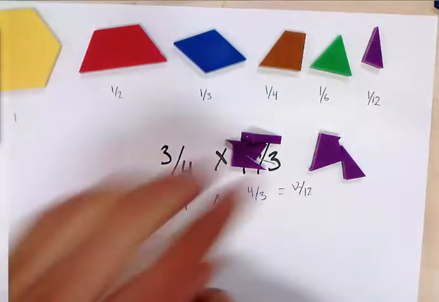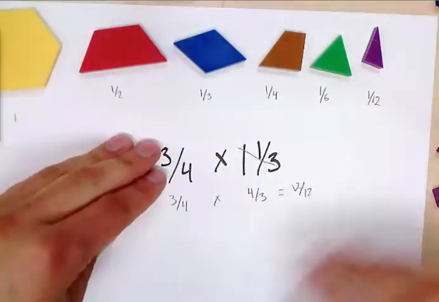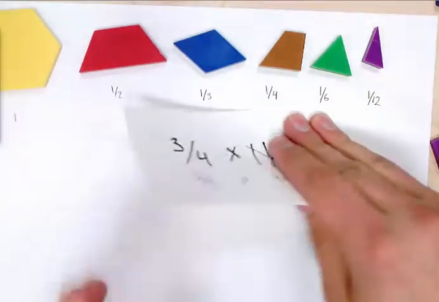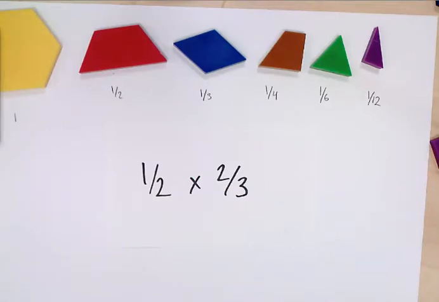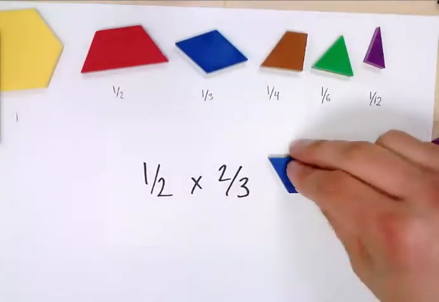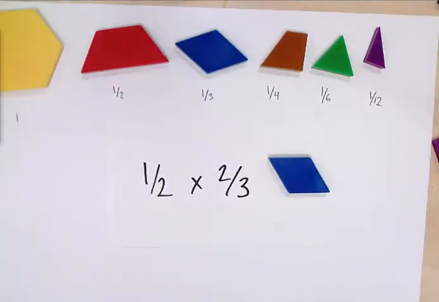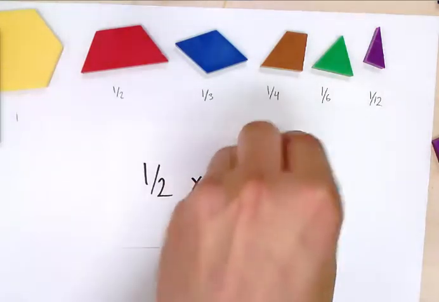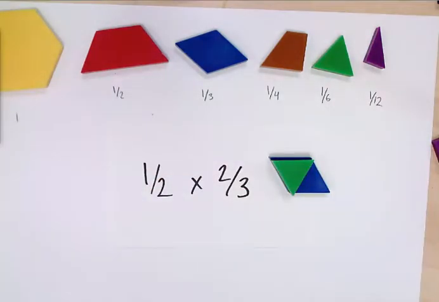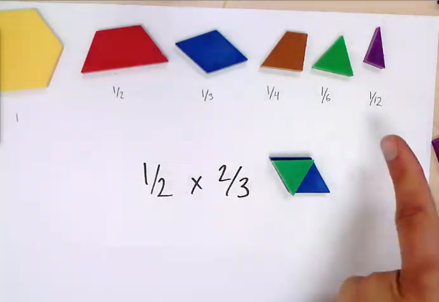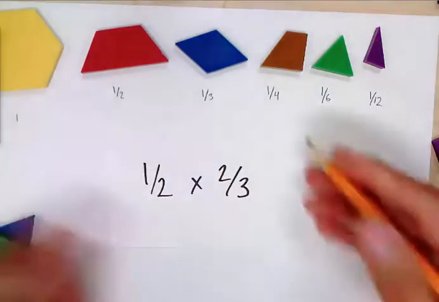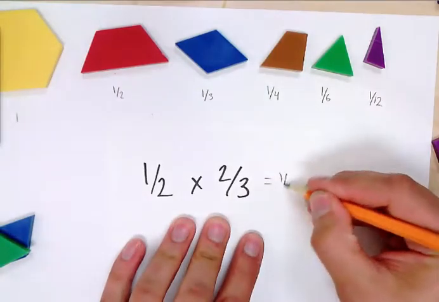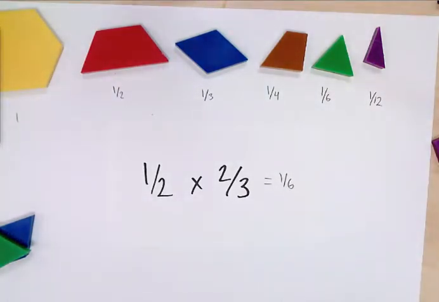All right. Let's take a look at my last one here. We want half of 2/3. So we have 2/3, and we want half of it. Well, this green thing is half of it, right? And the green thing is also equal to 1/6. The green is half, and it's also equal to 1/6. So my answer is 1/6.